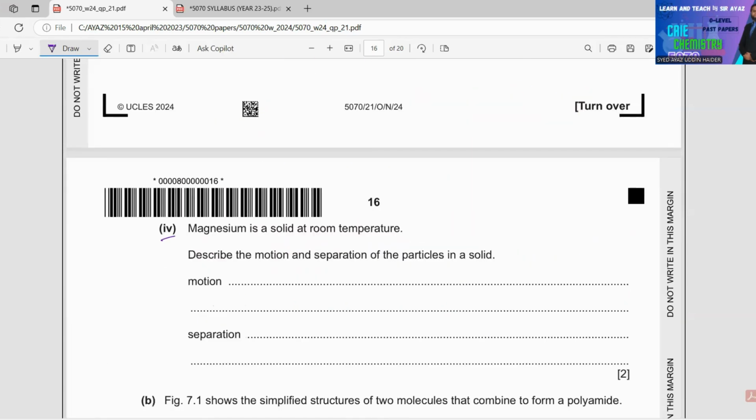Moving to the next part, which is part 4. Magnesium is a solid at room temperature. Describe the motion and separation of the particles in a solid. In the solid state, we know that the motion must be vibrating about fixed position. So you'll write vibrate about fixed position. What about separation? They are close together, or you can even write touching.